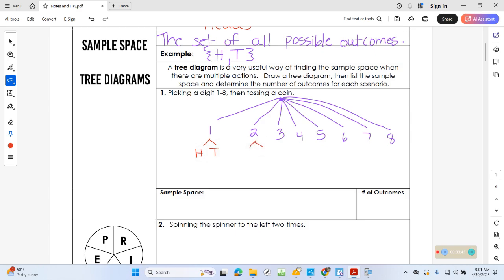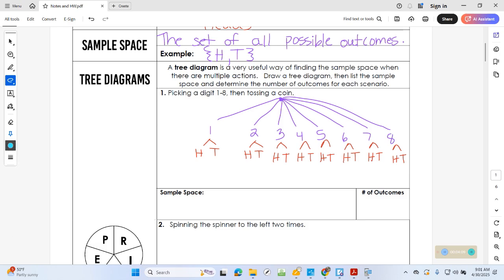We could have a 2 and then heads or tails. I should have spaced this out or learned to write smaller. A 3, heads or tails. A 4, heads or tails. You get the gist. And I'm still going. Okay, all right, get your very lovely tree diagram made.